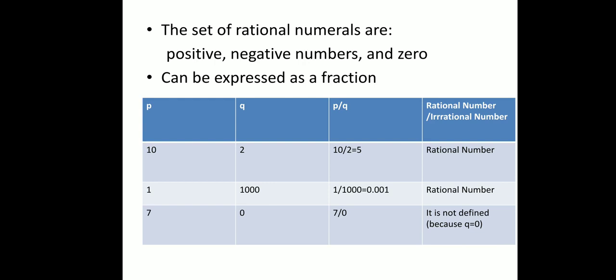Now, let us take a few examples. I am taking P as 10 and Q as 2. If I take the ratio P over Q, that will be 10 over 2, which is equal to 5. Now we need to find out whether this 5 over 1 or 10 over 2 is a rational number or not. Let us check both conditions of rational numbers. First, P is an integer, Q is again an integer, and Q, that is 2, is not equal to 0. So both conditions are satisfied, and we can easily state that 10 over 2, that is equal to 5 over 1, is a rational number.